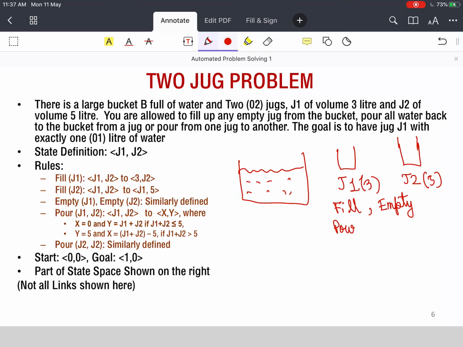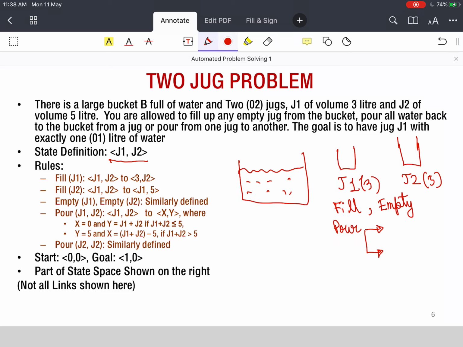Then there is a third thing which says that you can pour water from one jug to another. And there are 2 conditions by which you can pour water. One is the jug that you are pouring from becomes empty, or the jug that you are pouring to becomes full. So these are the rules of the game, and therefore we define the configuration or state by what are the values of water in each of these jugs.